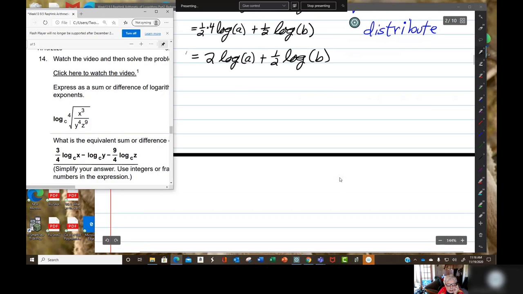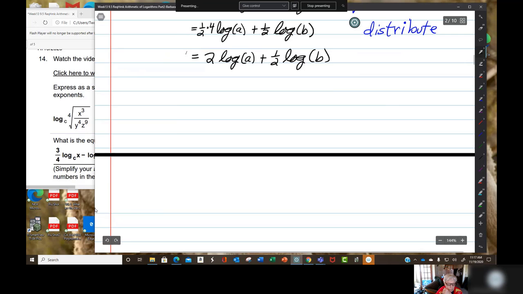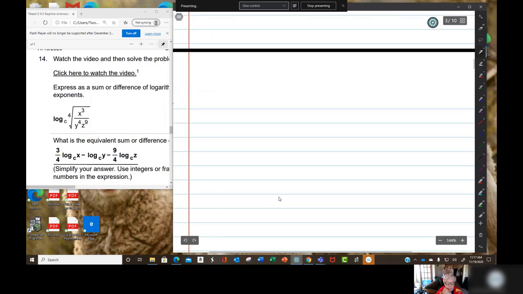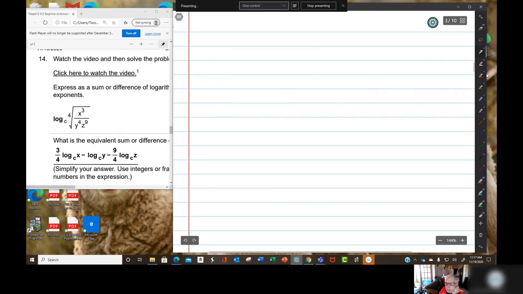Number 14. Log base C. That is not low enough. But it is lower here, so. Log base C of the fourth root of x to the third over y to the fourth times z to the ninth.